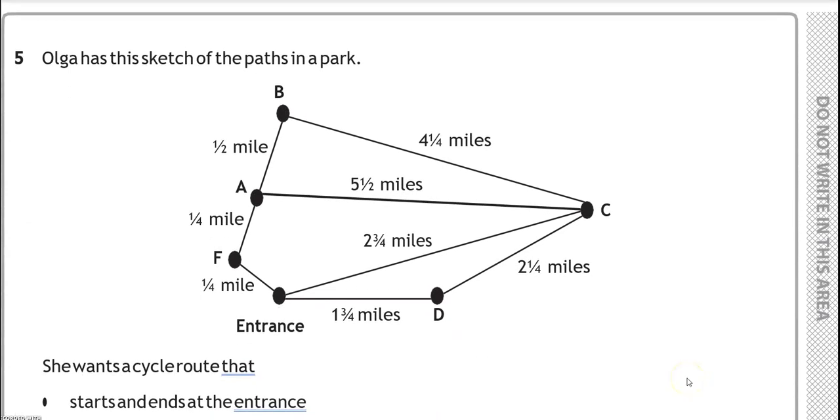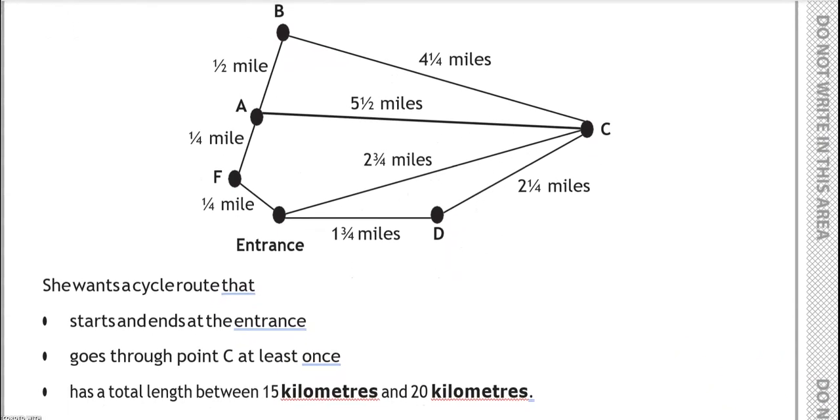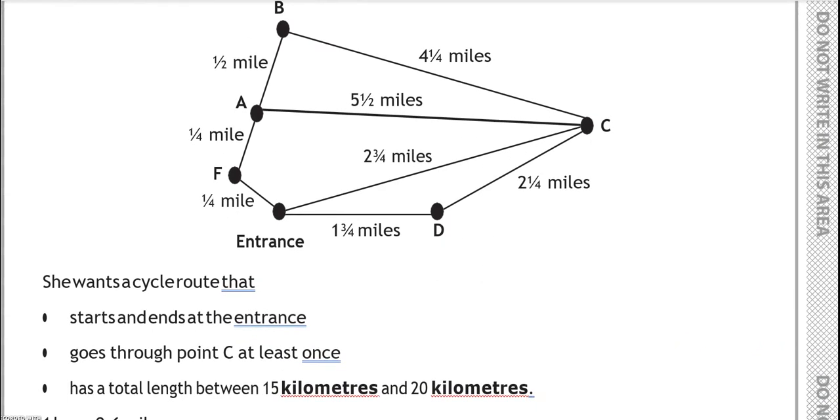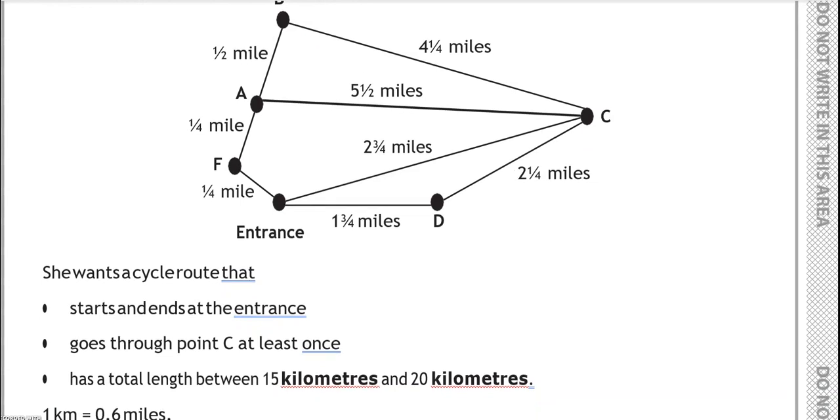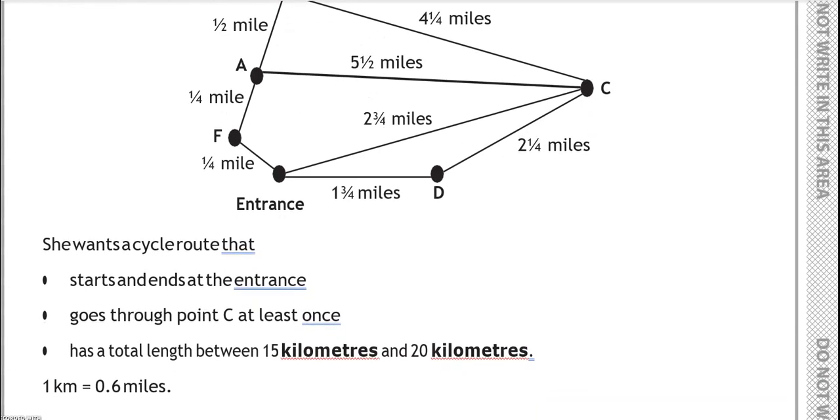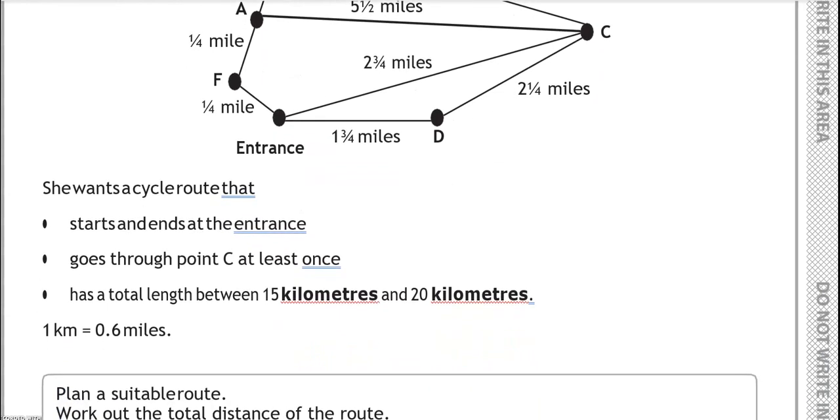Olga has the sketch of the paths in a park. She wants a cycle route that starts and ends at the entrance, goes through point C at least once, has a total length between 15 kilometers and 20 kilometers, and we're given that 1 kilometer is equal to 0.6 miles. Plan a suitable route, work out the total distance of the route.